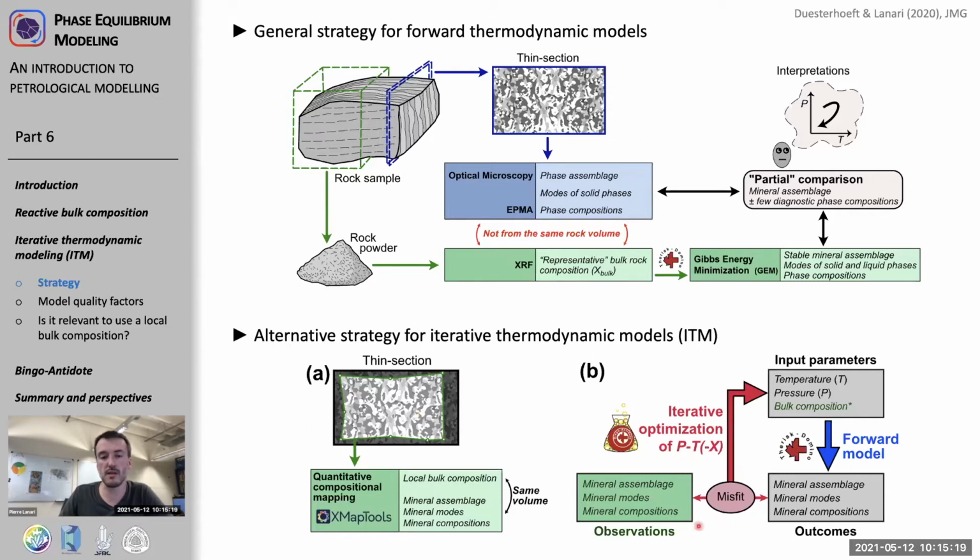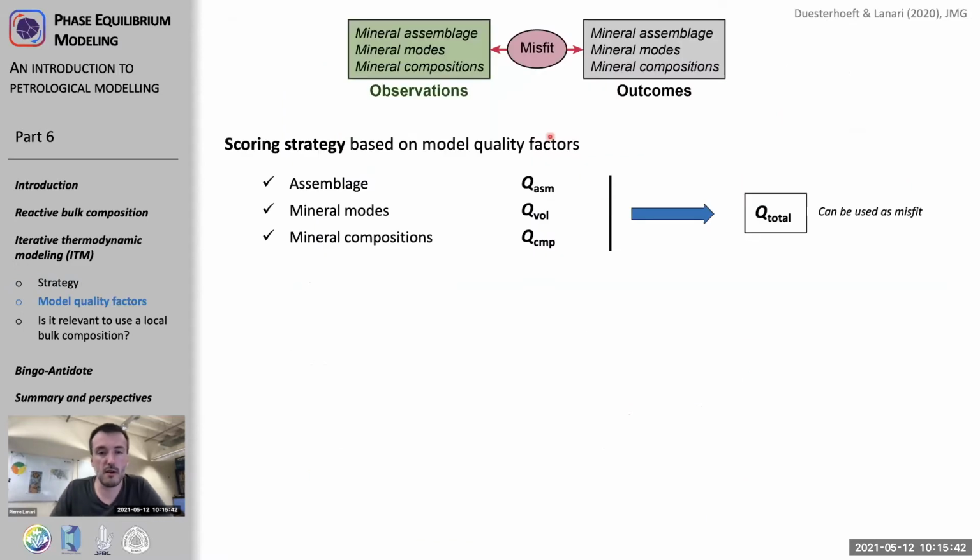And you compare those outcomes with all the observations that you extracted from your domain on the thin section. You can calculate a misfit parameter that will quantify the differences between the observation and the outcome of the model. And if you try to minimize this misfit parameter to make them match, you can optimize pressure and temperature conditions. And that's the core of the strategy of those iterative thermodynamic models. So yeah, but there are a few problems on the way, because if you want to do this comparison between observation and outcomes of your model, you need to calculate this misfit parameter. And it's quite a complex story if you really try to do that, because there are many, many parameters with their own uncertainties.